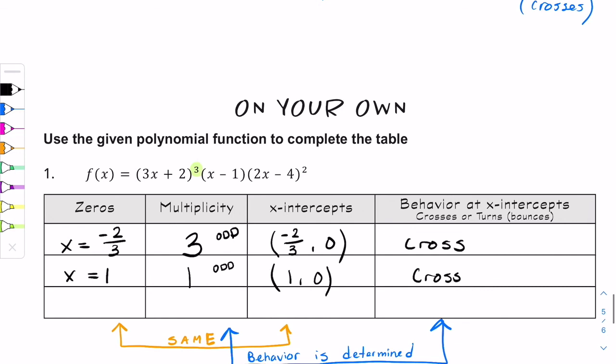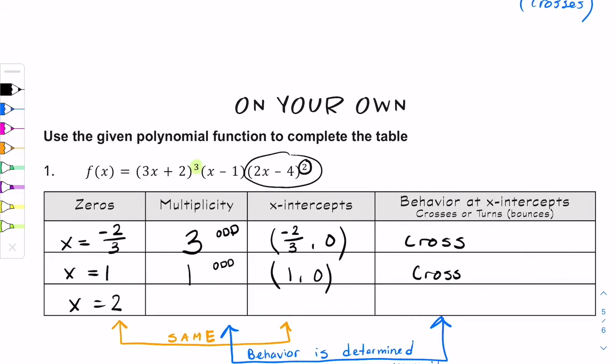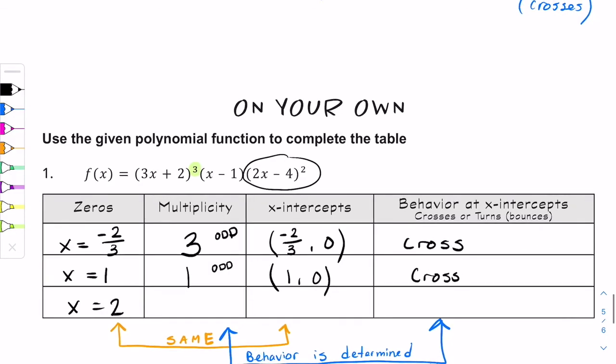And the last 0 occurs at 2x minus 4. When we set that equal to 0, we would have x equals 2. This factor has an exponent of 2, so we know that the factor occurs twice. 2 is an even number. This point is located at 2, 0. And because it's an even number, it turns at the x-axis.